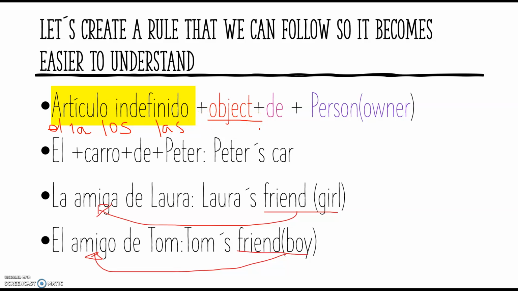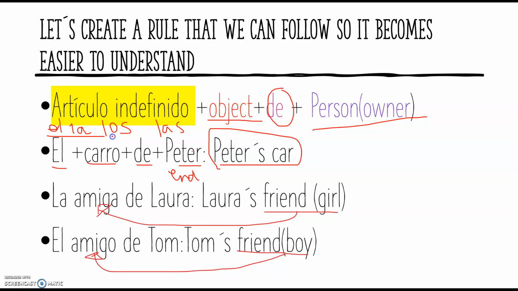We're talking about Peter's car. Well, that is the object, the car. Of course, this is very important, and the person, the owner. See here, for example, el carro de Peter. El carro de Peter, Peter's car. So Peter goes at the end of the sentence, and in English it is different, because in Spanish, we give more importance to the object that we're talking about, not the owner.